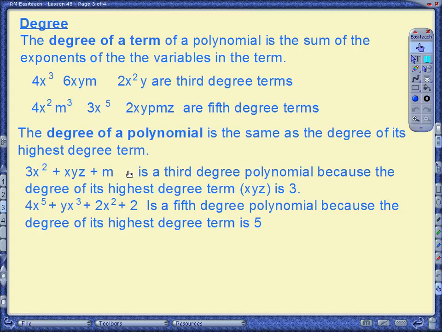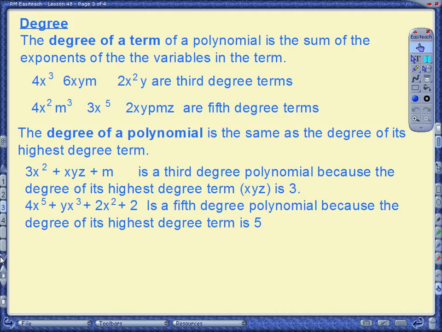This is a third degree polynomial. 1, 2, 3 terms. This has a degree of 2. This term has a degree of 1 plus 1 plus 1, which is 3. And this term has a degree of 1. Therefore, the degree of the entire polynomial is 3, because the degree of its highest degree term, xyz, is 3.